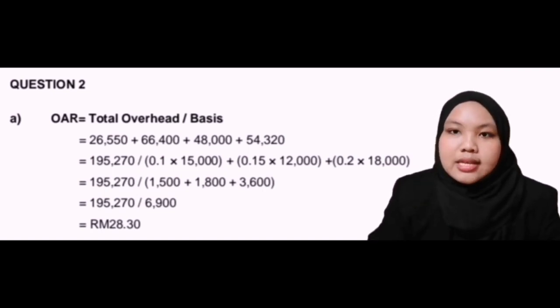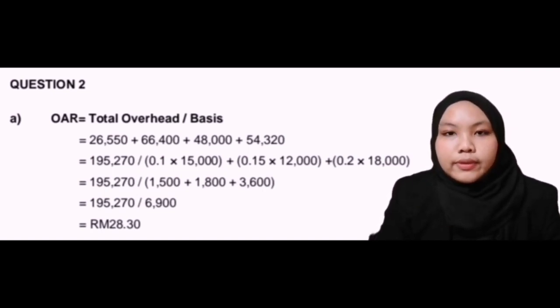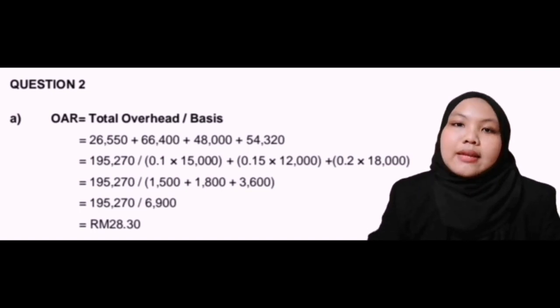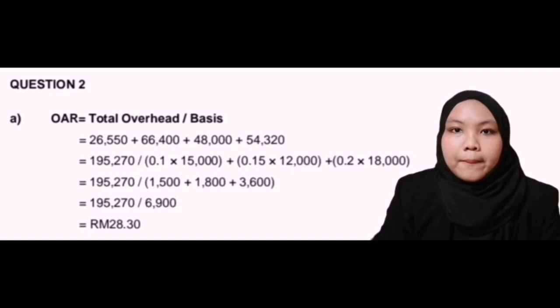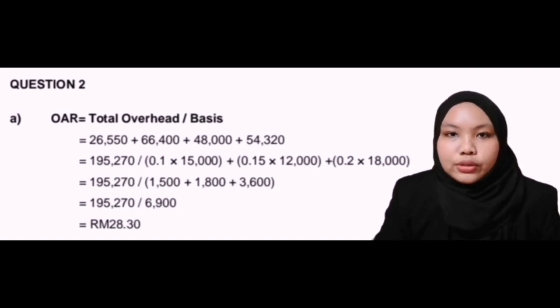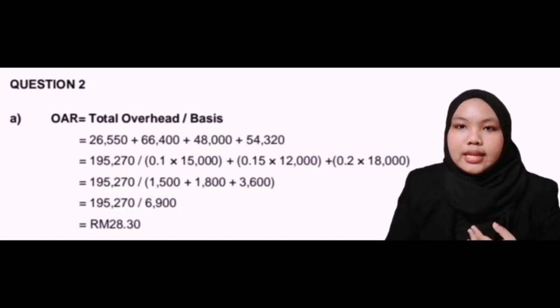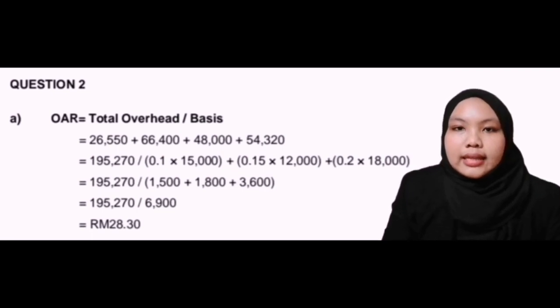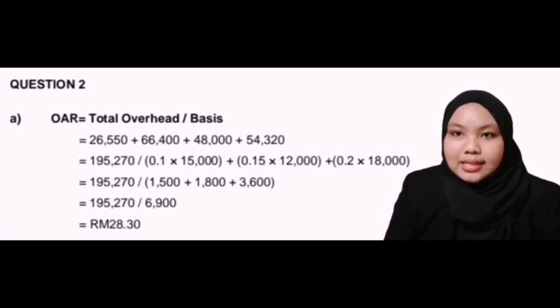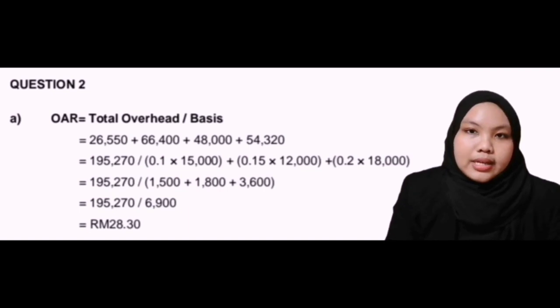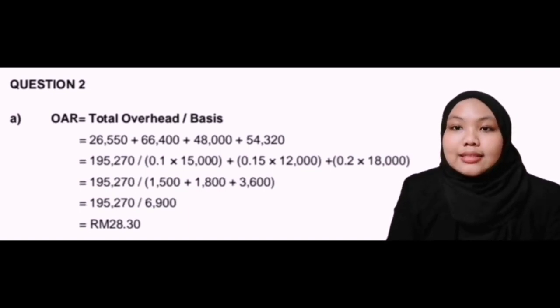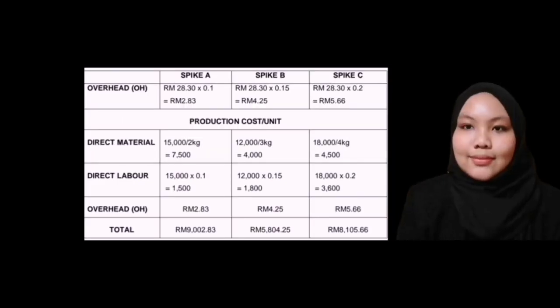So in brackets, 0.1 multiplied by 15,000, plus in brackets 0.15 multiplied by 12,000, plus in brackets 0.2 multiplied by 18,000. Then 195,270 ringgit must be divided by 6,900 ringgit. And the answer for OAR is 28 ringgit and 30 cents.